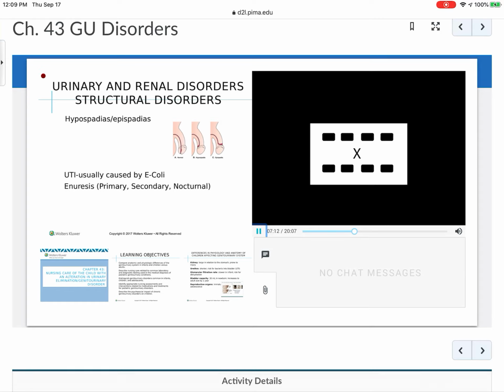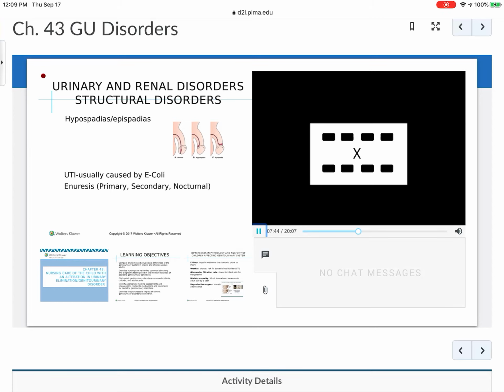When we talk about enuresis, so enuresis is incontinence of urine past the age of toilet training. Your book breaks it down into primary, which means that they've never been able to achieve voluntary bladder control. Secondary is they have had full bladder control, but something has happened that they start wetting the bed or wetting themselves. Diurnal is loss of control in the daytime, and of course nocturnal is bedtime wetting.